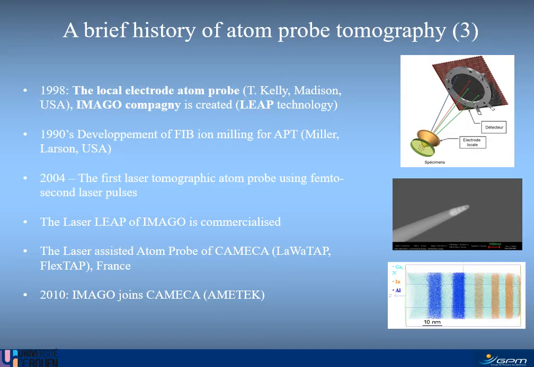In the 90s, we have also a very important step for the preparation of tips instead of electropolishing. So Mike Miller and Larson proposed to use focused ion beam to ion mill the tip. And this was very important, in particular for nanosciences, because we could prepare a tip with multi-layers, for instance, here you've got, and afterwards, this is a TEM image, and here you have a 3D reconstruction of these multi-layers.